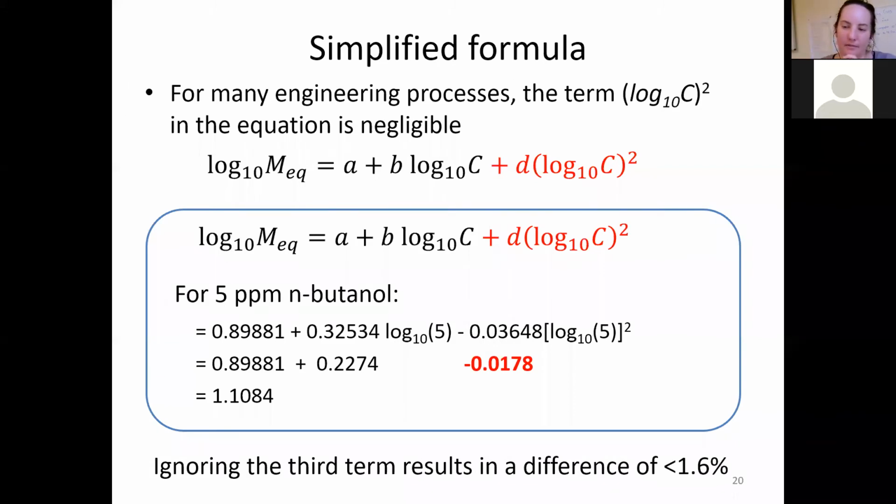And as a note, when you're practicing these problems, also for the exam, to save a little bit of time, in many engineering processes, you can ignore this last term that was introduced to increase the accuracy of the model a little bit. But here, for instance, I calculated an example with N-butanol. And if you ignore this third term, the only difference is like 2%. So if you're in a hurry and just want to use A and B for your calculation, this is always fine.